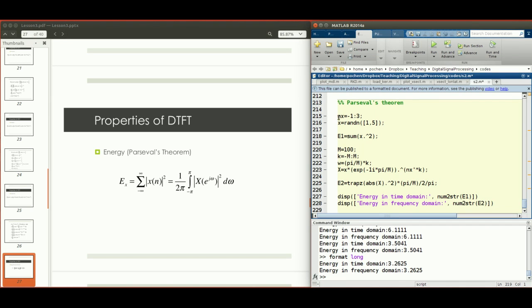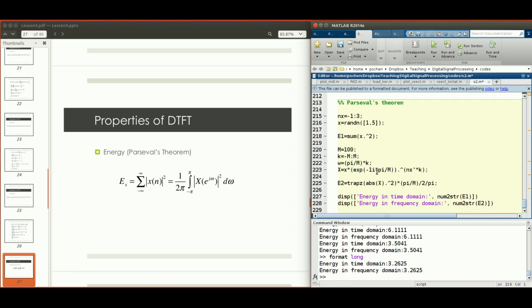Here I'm defining a random sequence x, with values from -1 to 3. x is a random sequence with 1 row and 5 columns, so 5 numbers. The left hand side, the time domain energy, can be computed by doing a summation of x dot hat square, the element-wise square, and then you sum it. Then what you get is the time domain estimate of the energy.